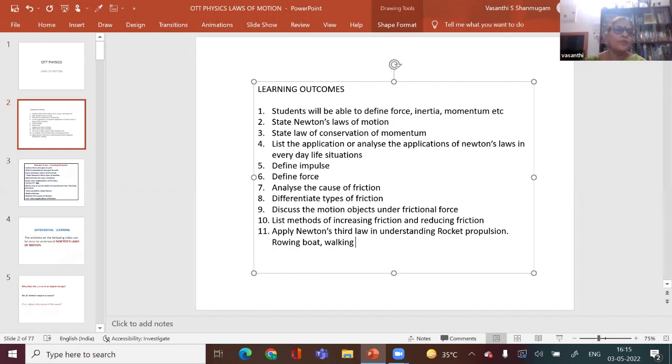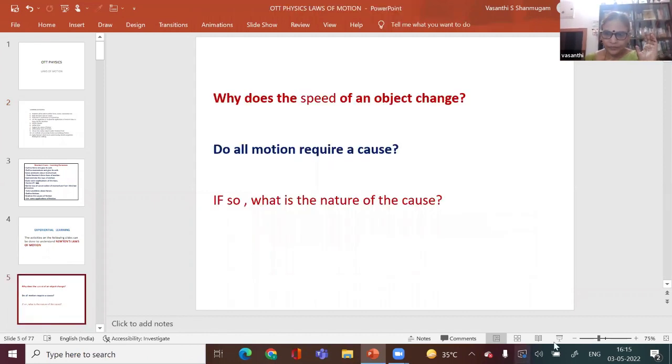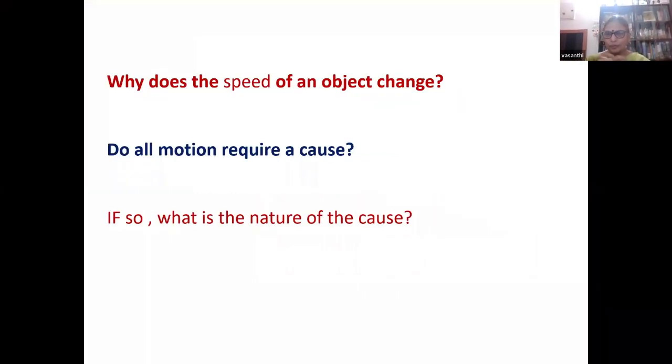Okay. So now let us go to experiential learning. We are going to list different activities and discuss how, through these activities, we bring about these learning outcomes. So when you are introducing the concept of force, will you directly define force or will you ask basic questions? You know that in the previous lesson, we already introduced acceleration. Acceleration brings about change in velocity.